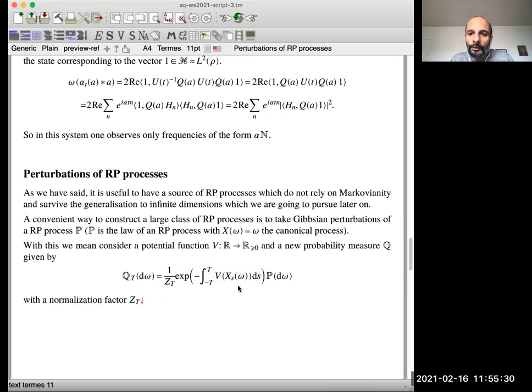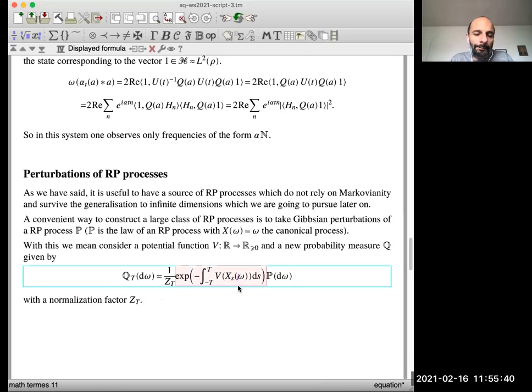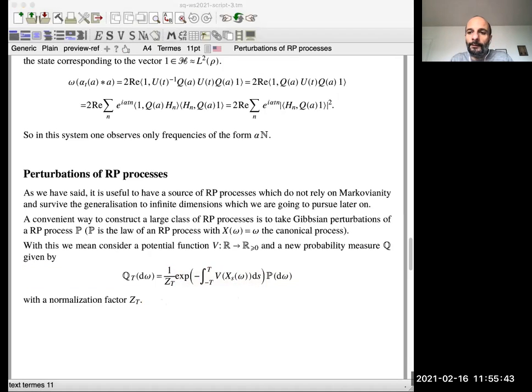So why do I want to do this? Again, because I want to preserve reflection positivity. And when you start to think, it's not easy to preserve reflection positivity. This perturbation preserves reflection positivity.